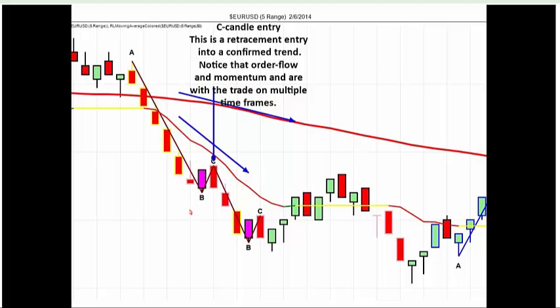And now this is a retracement into a confirmed trend. And if you'll notice also, the candle's outlined in pink. And that means that order flow and momentum are with us on this trade to the downside. So not only do we have a C engulfing candle, but market structure strongly suggests that this is going to be a continuation short. You also have indicator confirmation of the short. That gives these entries a very, very high positive predictive value.